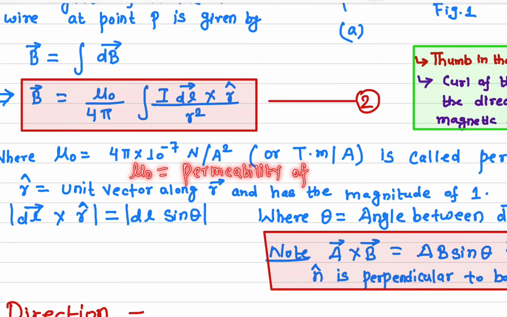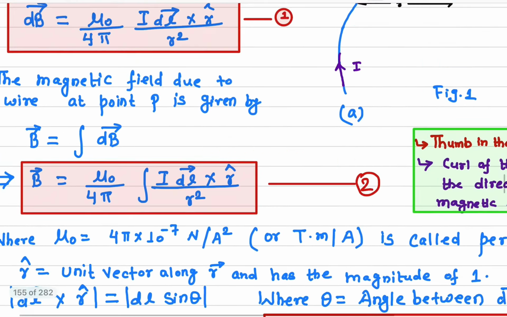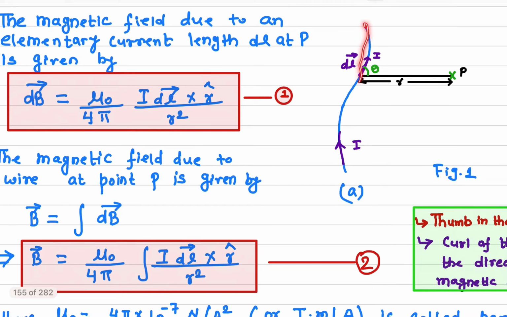When I say free space, that means the air or vacuum. And what does this term mean? The magnetic permeability is the property of a material. For example, when I say material, this wire here is just in free space.